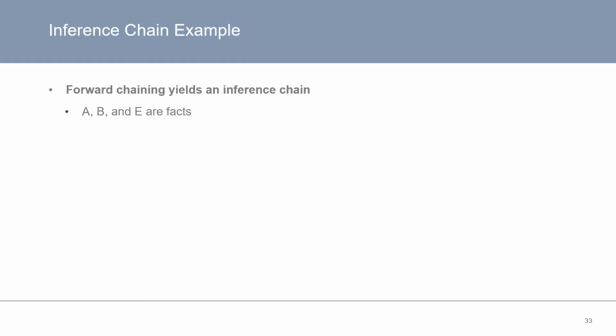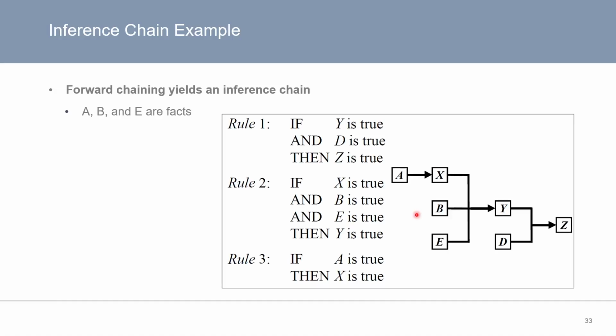We can illustrate this process of forward chaining via what we call an inference chain. So in this example, we assume A, B, and E are facts, and we have the following rules. Here, A, B, and E are facts in the chain, and we can see how one fact leads to the addition of a new fact. So for example, Rule 3 says if A is true, then X is true. So now we have A, X, B, and E. To show that Y is true, we need to show that X, B, and E are true. These allow us to add Y as a fact. And now all we need at this point is to get D to show that Z is also true.